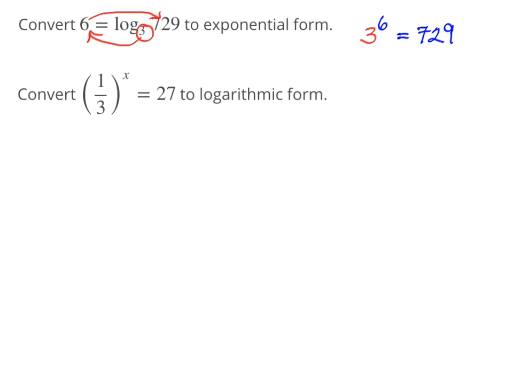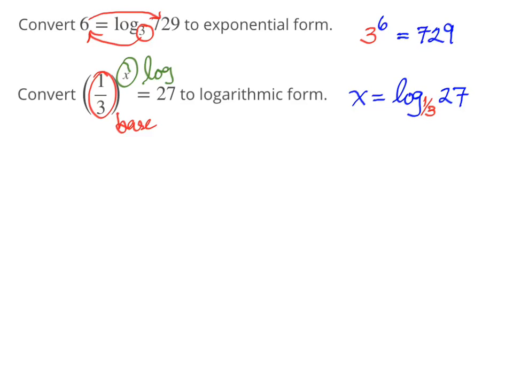Let's try this one. It's an exponential equation: 1/3 to the x is equal to 27. We want to convert it to logarithmic form. So 1/3 is the base, x is the exponent, so that's the logarithm. So we can write x is equal to the log base 1/3 of the number that's left, 27.